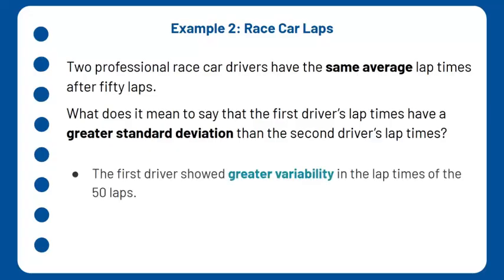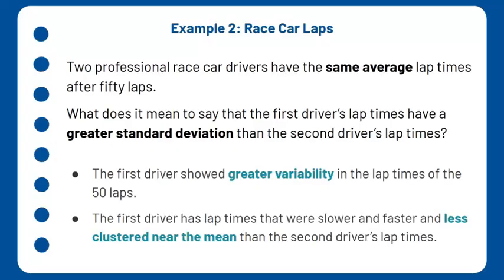It means that even though the drivers had the same average lap time, the first driver showed greater variability in the lap times of the 50 laps. The first driver has lap times that were slower and faster and less clustered near the mean than the second driver's lap times.